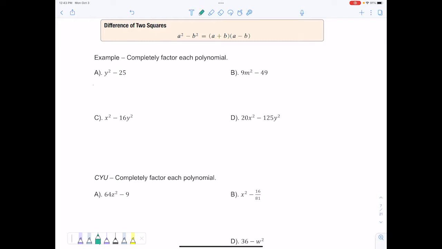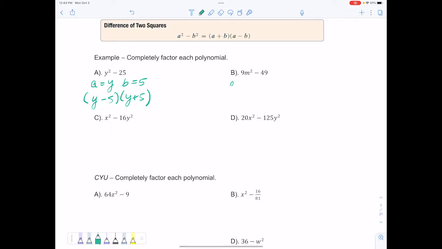So here, a would be equal to the square root of y squared, which is just y, and b is equal to the square root of 25, which is just 5. So this is just going to factor into y minus 5 times y plus 5.